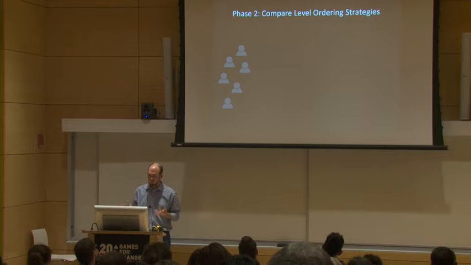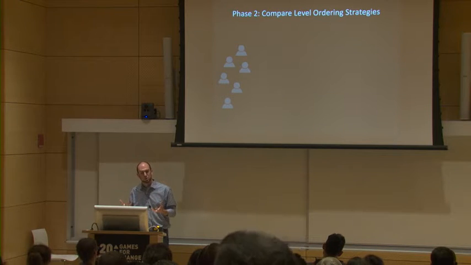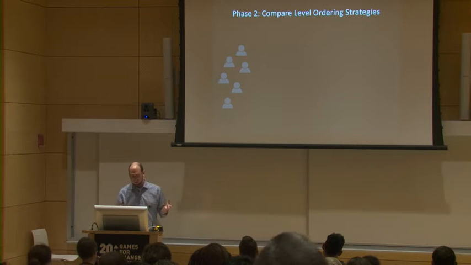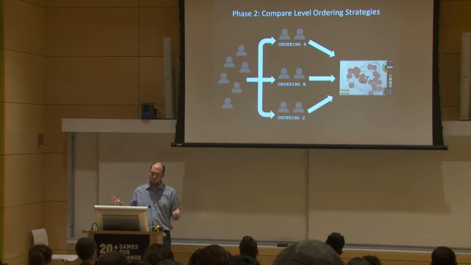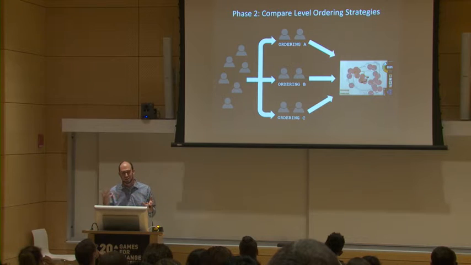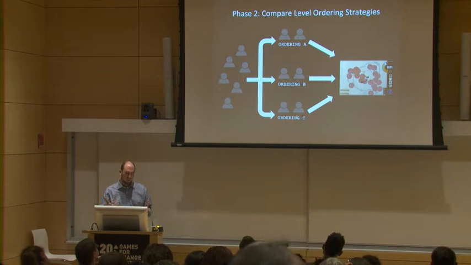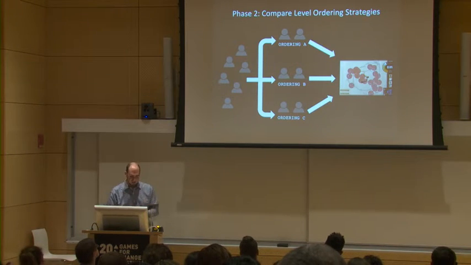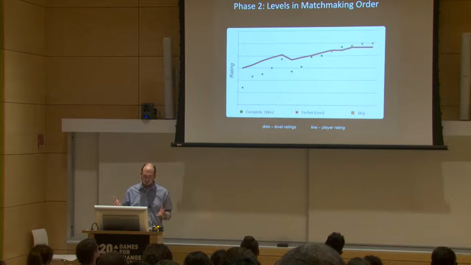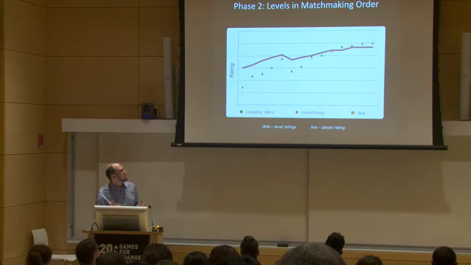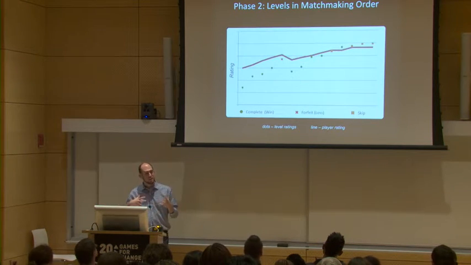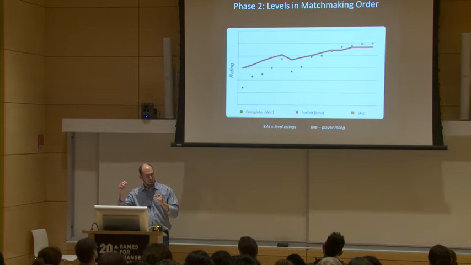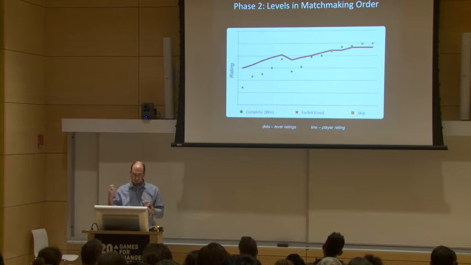And then in the second phase, we compared different level ordering strategies that we could use. So in this case, we again had a bunch of incoming players come and play the game, and we randomly assigned them to different strategies that we might use to decide what level to give them next whenever they need a new level. And so the first one we did was based on matchmaking, where essentially we tried to assign players a new level to play based on their skill rating as they played and were successful or not, and the ratings that we had for levels.